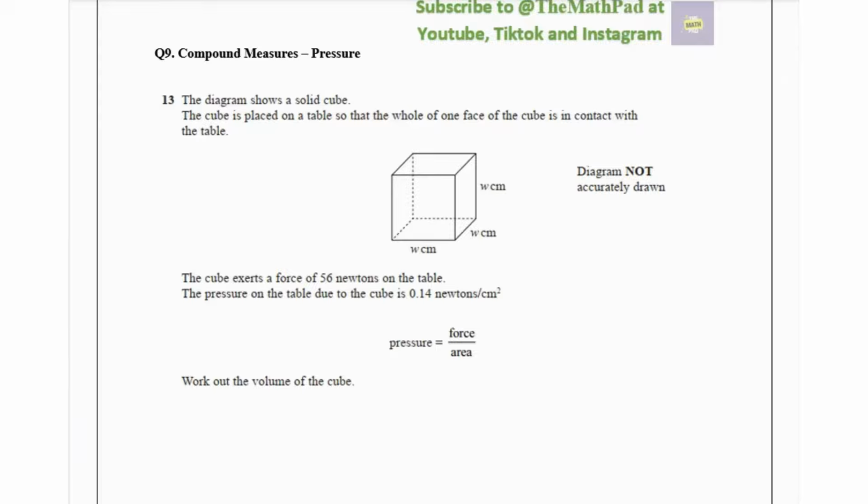So area of the base is going to be W times W, which is W square. We know the pressure, we know the force. So first, let's use the pressure and force to figure out the value of W. And then using the value of W, we'll find the volume.